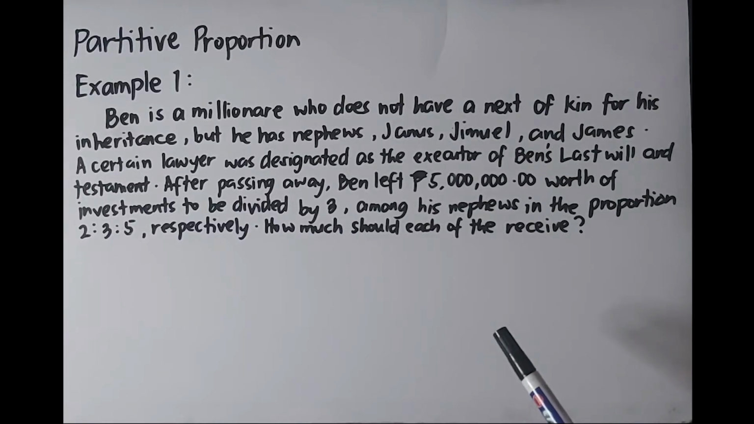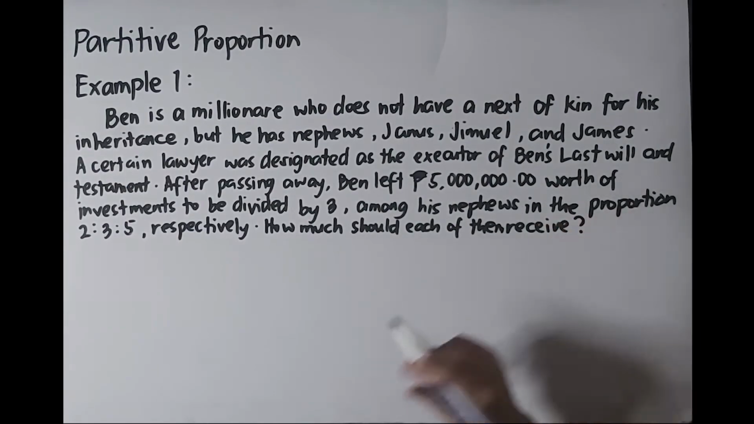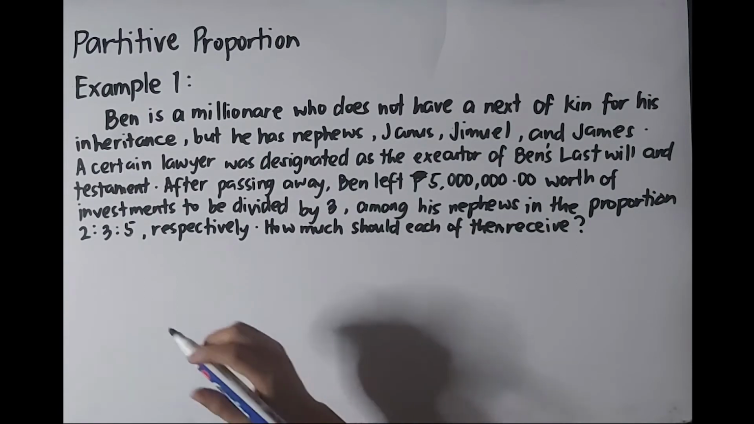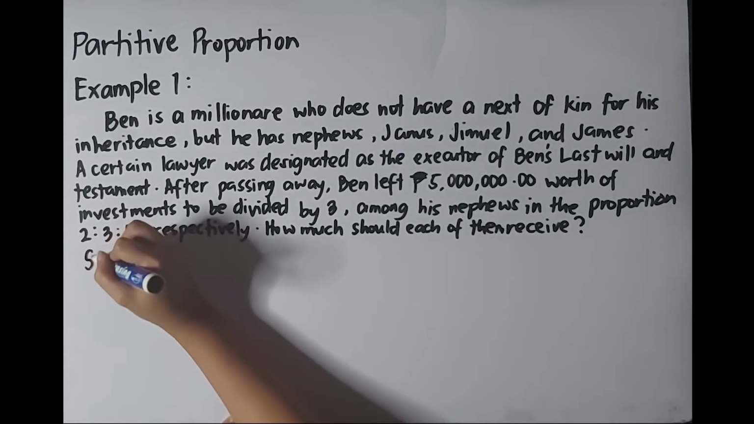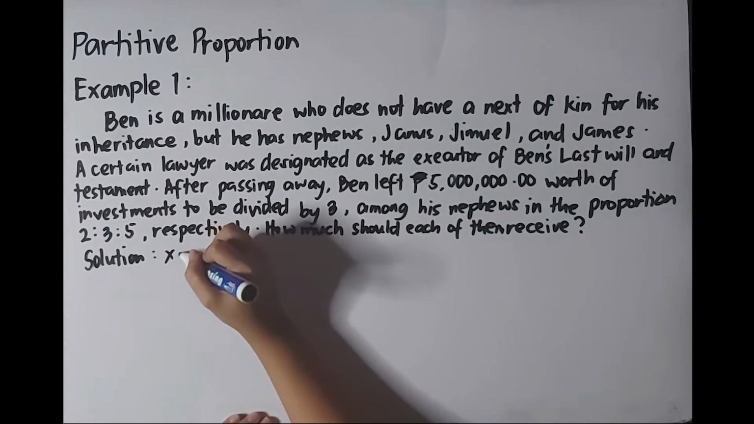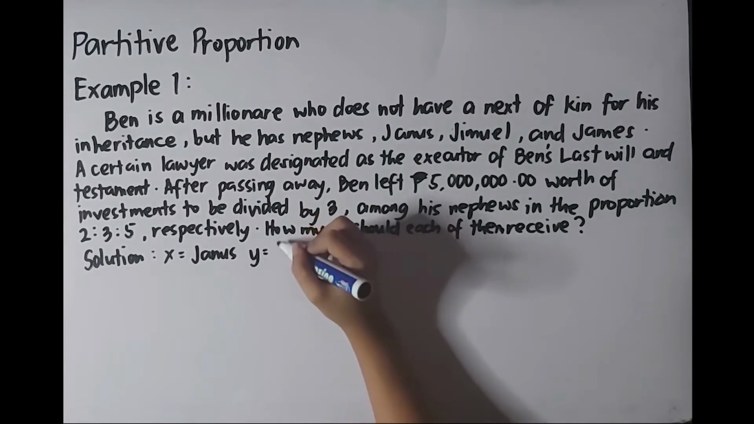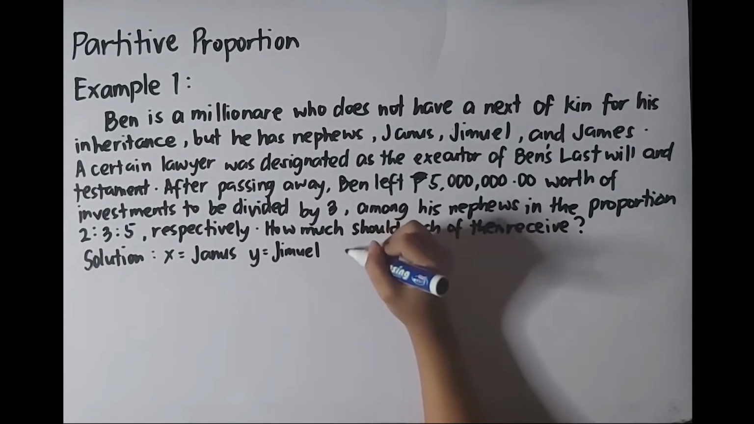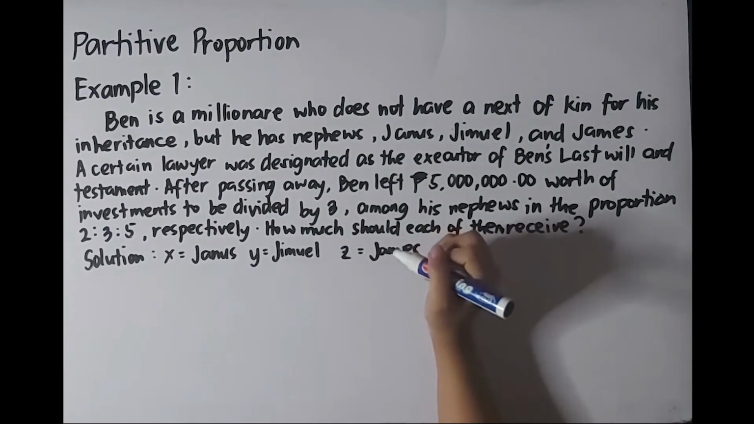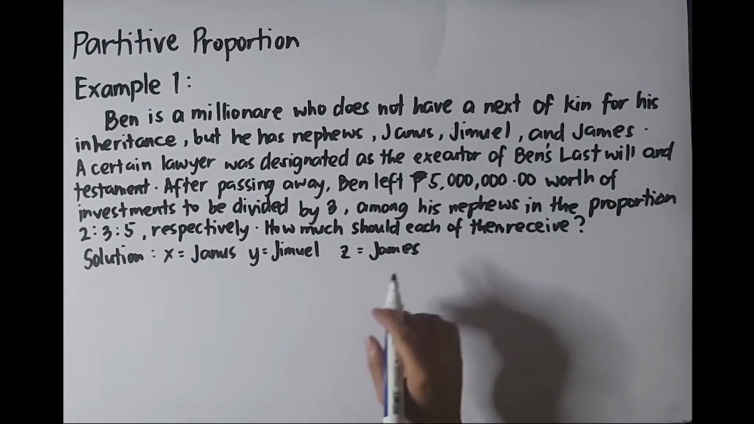So now let us start solving the problem. So this is them. Let us solve the problem. In here, let's say we have X for Janus, Y for Jimwell, and Z for James. So here are their parts. Let's denote it with some variables.